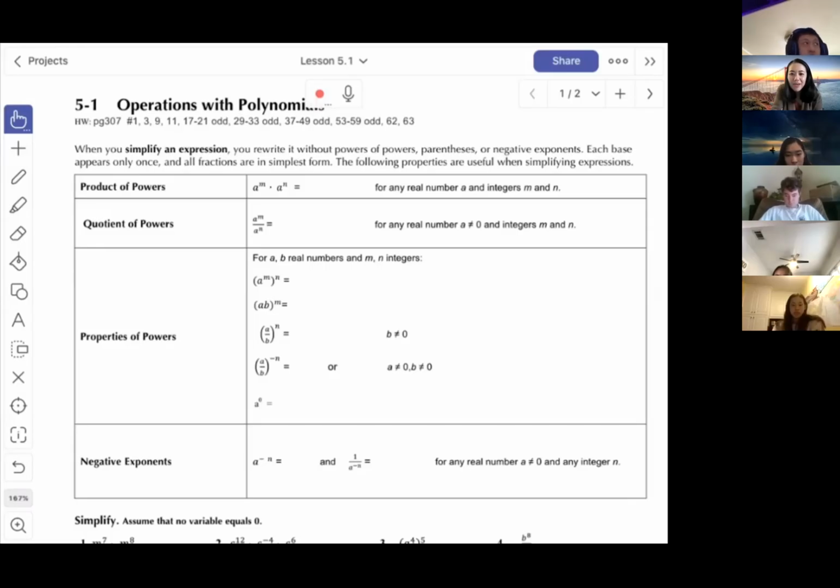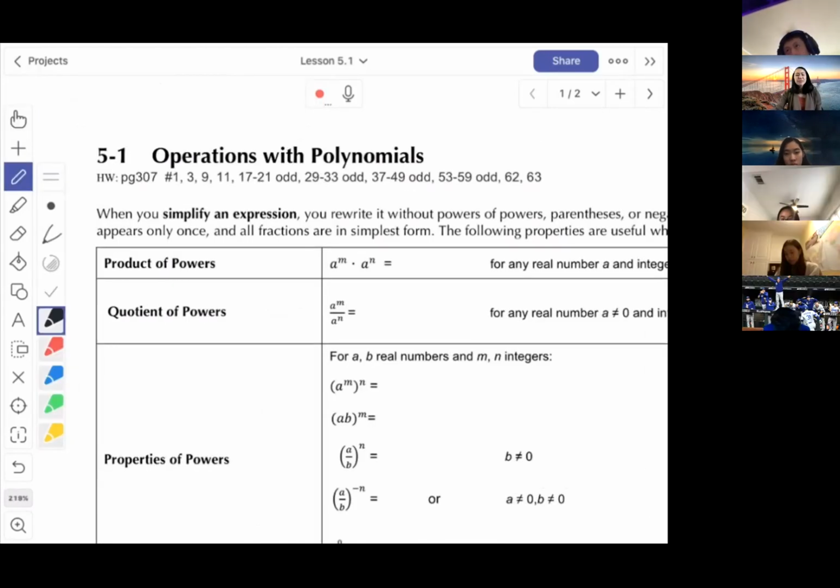So we are talking about lesson 5.1, operations with polynomials. All right, so this chapter, guys, is all about polynomials, and today Miss L. we're focusing on exponents. All right, so we're gonna be practicing a lot today. So we are doing a bunch of simplifying today.